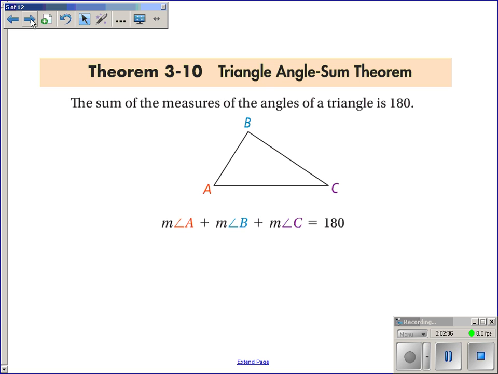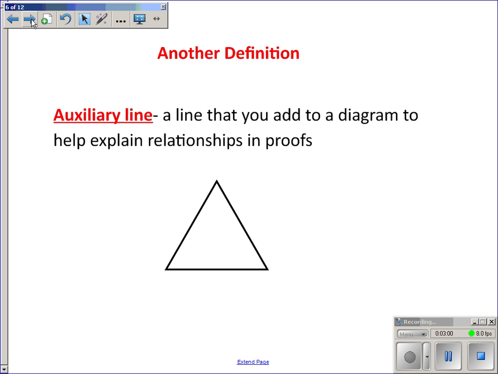The triangle angle sum theorem is that the sum of the measures of the angles of a triangle is 180 degrees. And I know this is something that you've used for quite some time, that the angles in a triangle add up to be 180 degrees. But we're going to look at why that's true and actually prove this theorem in a little bit. But before we do that, I want to bring up the idea of an auxiliary line.